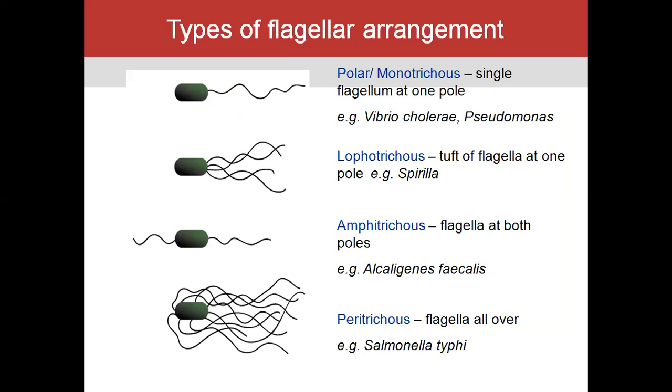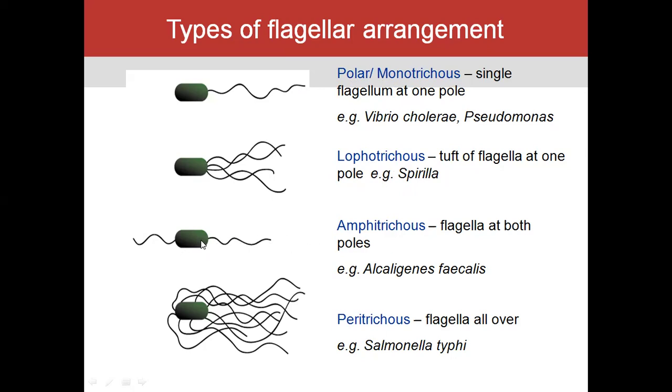Next, types of flagellar arrangement. Based upon the flagellar arrangement, we can classify the bacteria as monotrichous, lophotrichous, amphitrichous, and peritrichous. Polar or monotrichous means a single flagellum present at one pole, or one end. Examples are Vibrio cholerae and Pseudomonas, where we see only one flagellum. Next, lophotrichous means a tuft of flagella present at one end or pole. Example, Spirillum.